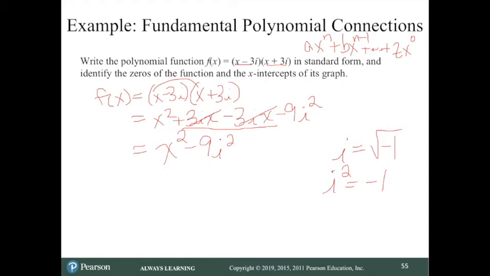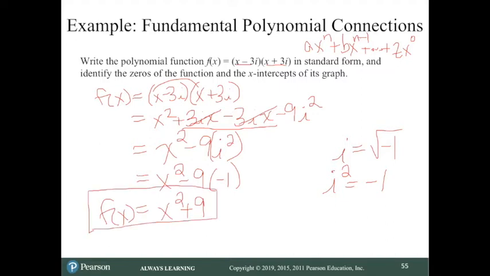We never want to leave i at a degree higher than 1. So we never want to leave i with an exponent. Since we have an i squared here, we're going to substitute that with negative 1. So this is x squared minus 9 times negative 1, which gives me x squared plus 9. That is in standard form. That's one part of our answer.